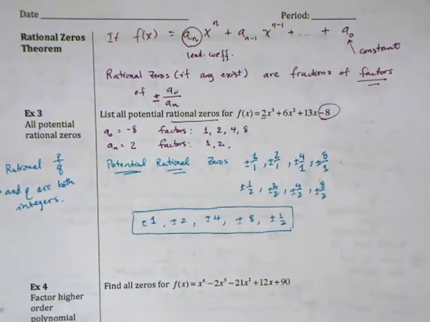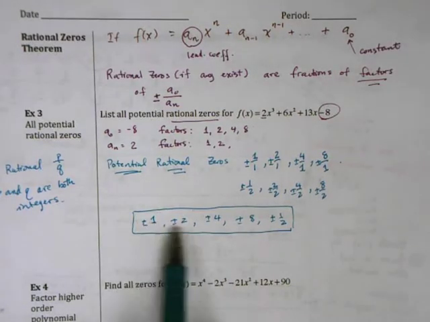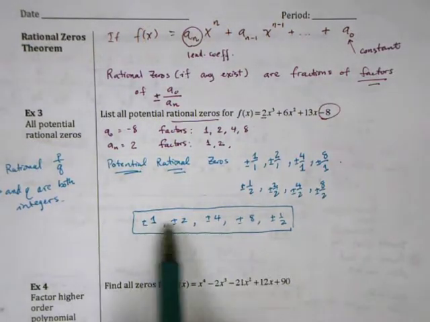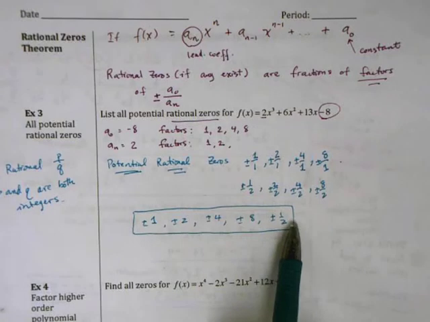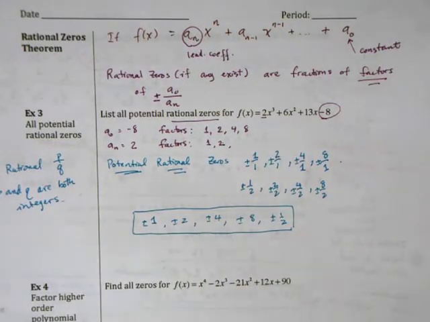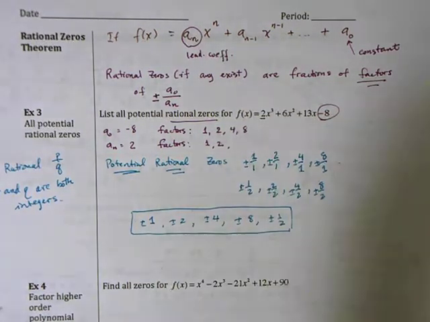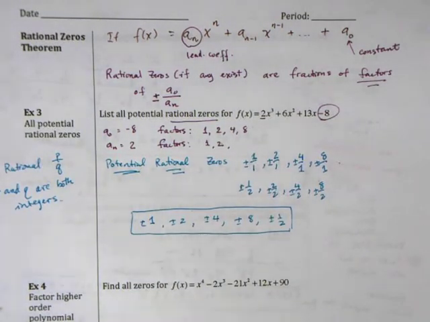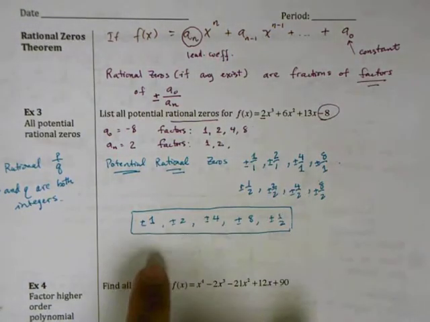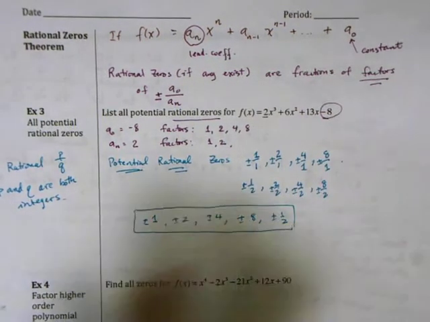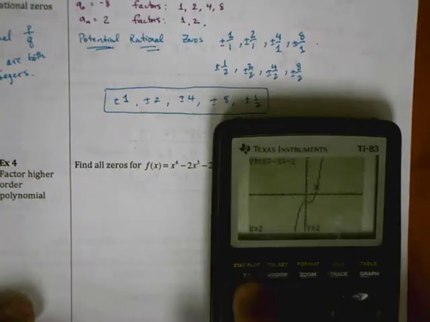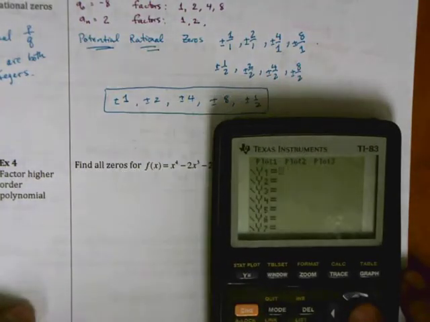Okay? So if there are rational zeros, they're going to be one of these numbers right here. Now, not all of these are going to be zeros, but some of them may be. One way to check this is to plug these numbers in and see if we get a 0 out of it. That may take a while. So let me just show you how we can use a calculator to quickly check these. You can take out your TI-83 or TI-84 graphing calculator.